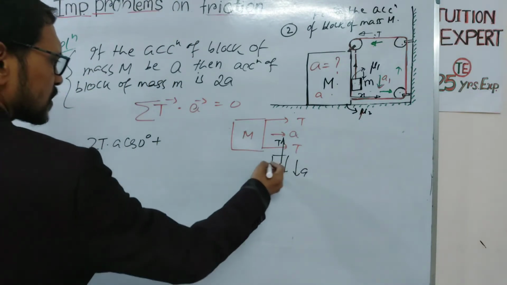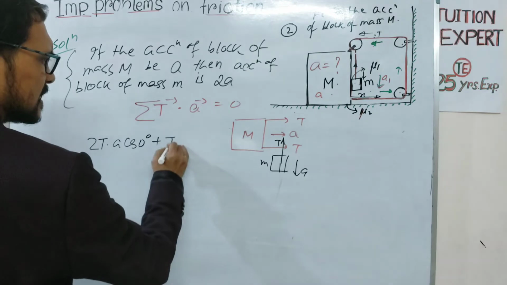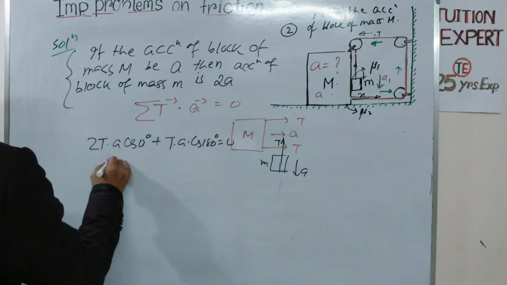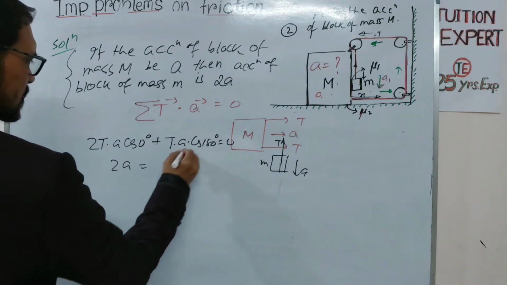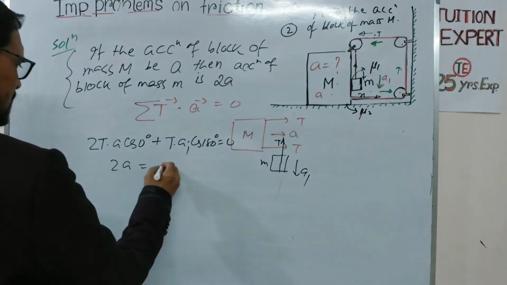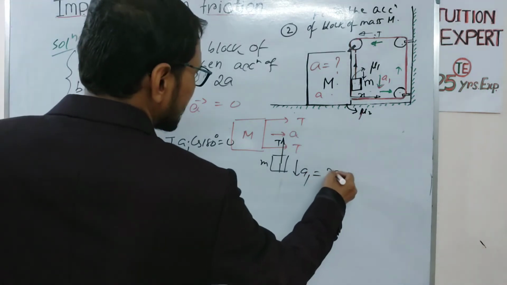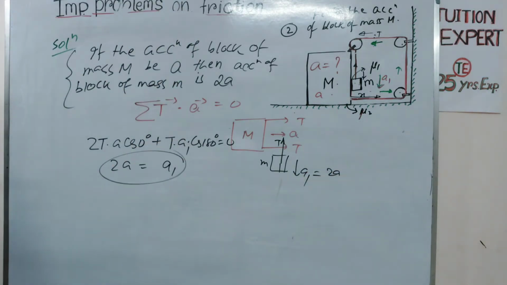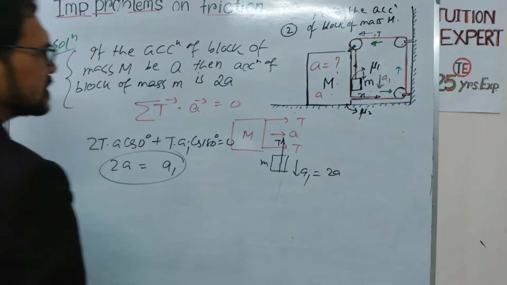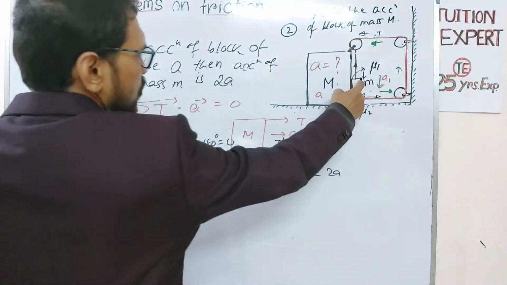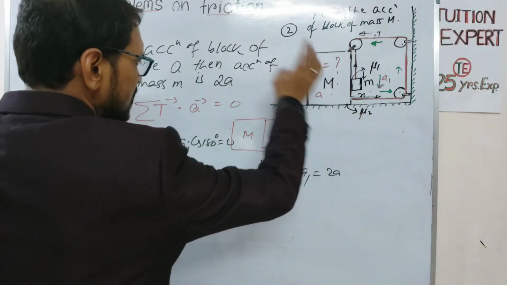So for block M, T into A into cos 180 degrees equals 0. So T cancels, 2A equals, suppose this acceleration is A1, 2T equals A1. So we get the acceleration of the block is 2A. Applying T dot A equals 0, we get the acceleration of this block is double the acceleration of the block of mass A.